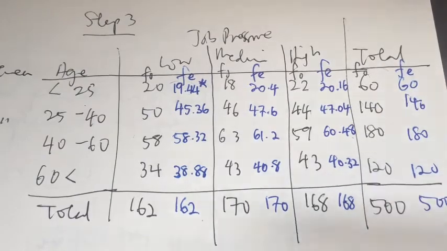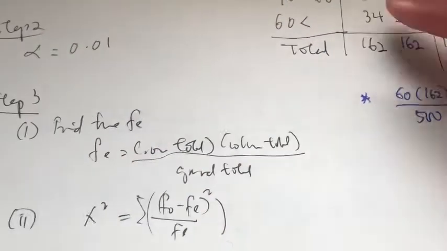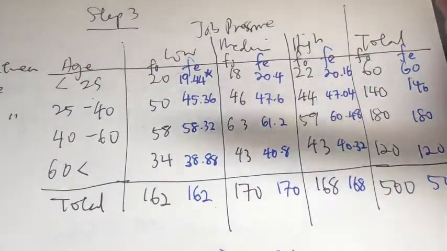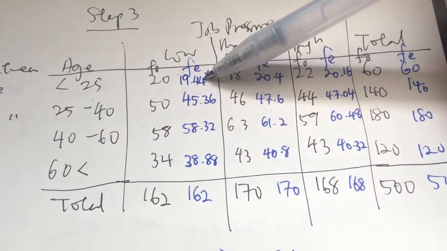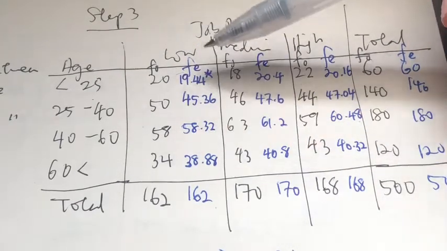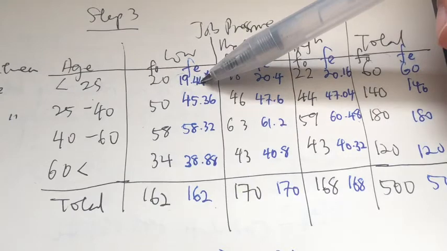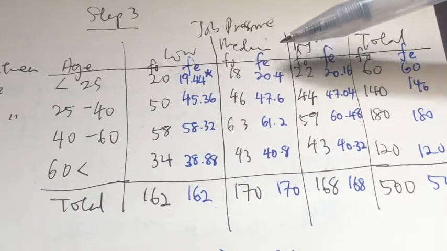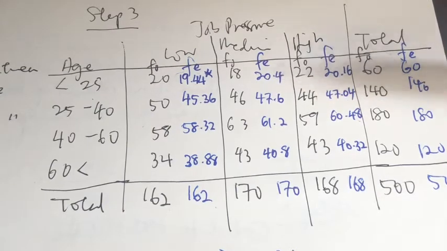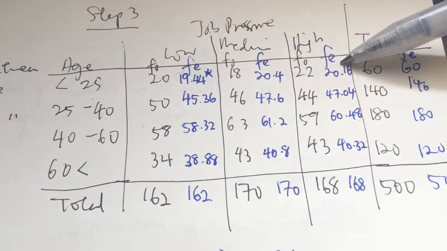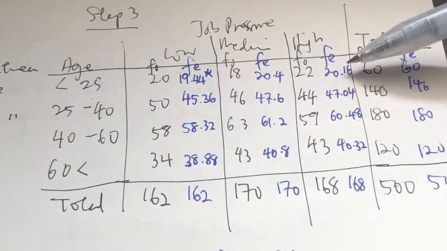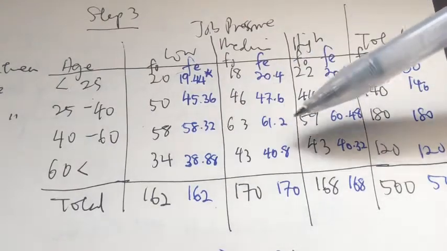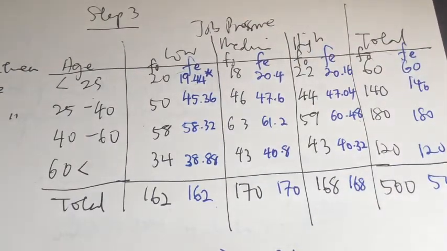So for each cell, we have to do this calculation. Let's look at the first cell: 20 minus 19.44, square the difference, divide by 19.44. Plus 18 minus 20.4, square it, over 20.4. Plus 22 minus 20.16, square the difference over 20.16. Get what I mean? So you keep on doing that for each of these cells until you reach the last one.